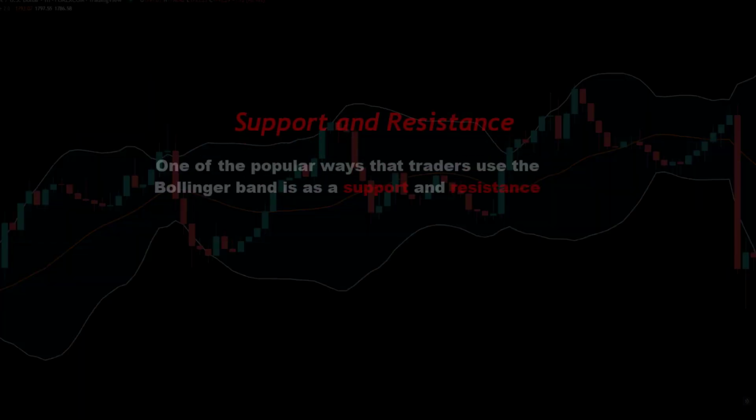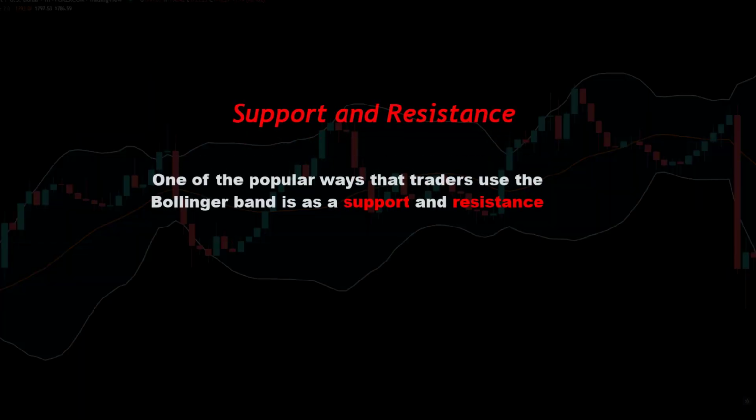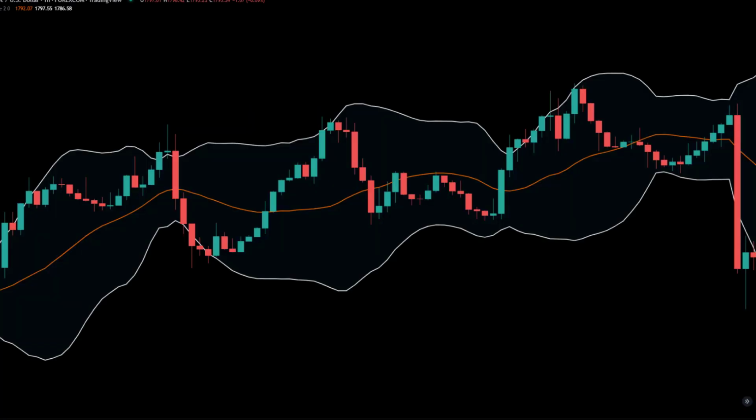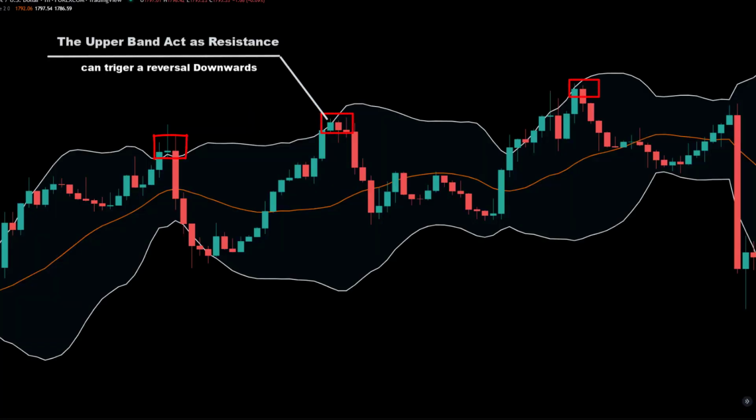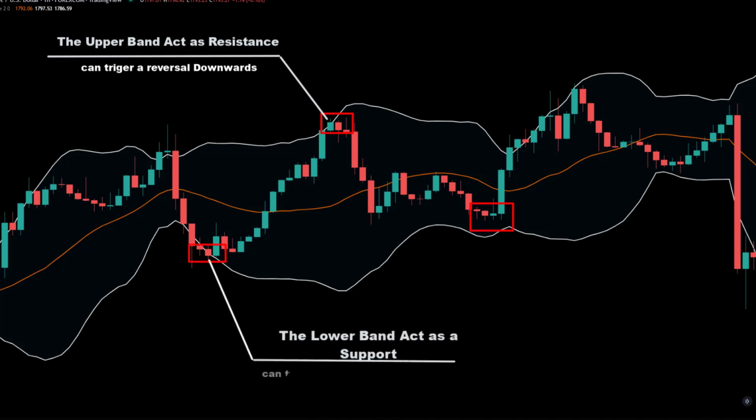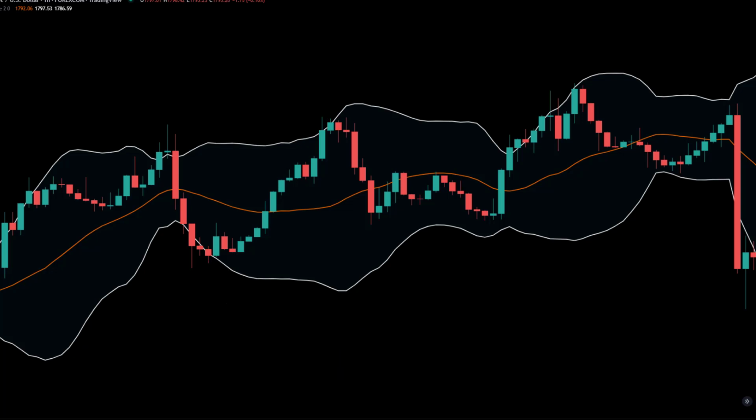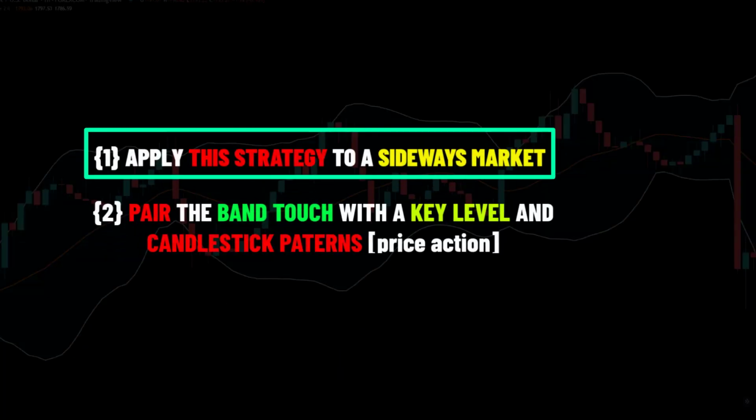One of the popular ways that traders use the Bollinger Band is as a support and resistance. You will notice that when the price reaches the band above, it can act as a form of resistance and bounce off it and reverse downwards. When price reaches the band below, it can act as a form of support and bounce off of it and reverse upwards. So to increase the quality of the support and resistance strategy, you can do two things. First, apply it to a sideways market.